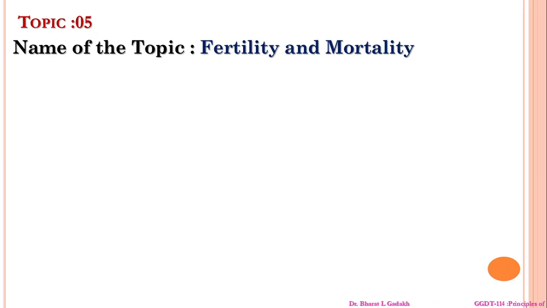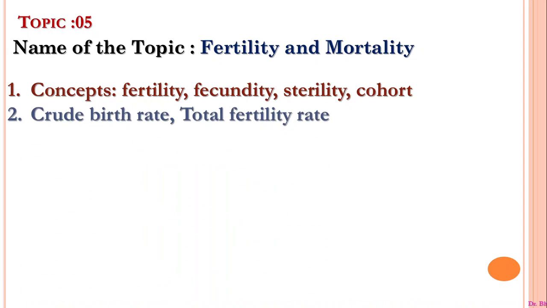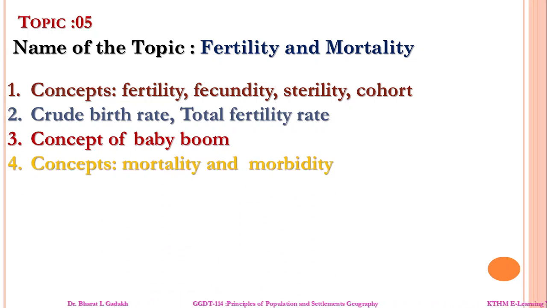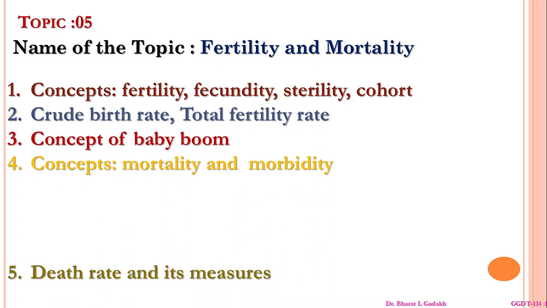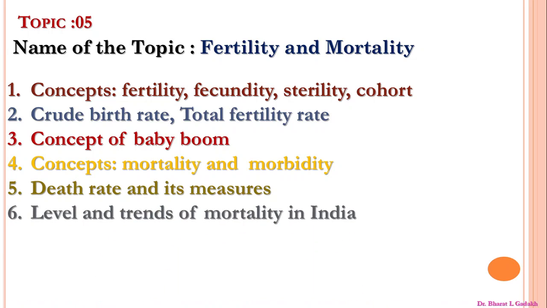This is topic number 5, which covers fertility and mortality. In this topic we cover the concept of fertility, fecundity, sterility and cohort. Crude birth rate and total fertility are some measurements of fertility. Then the concept of the baby boom, the concept of mortality and morbidity, and some measures of death rates and mortality. The last topic covered in today's lecture is levels and trends of mortality.